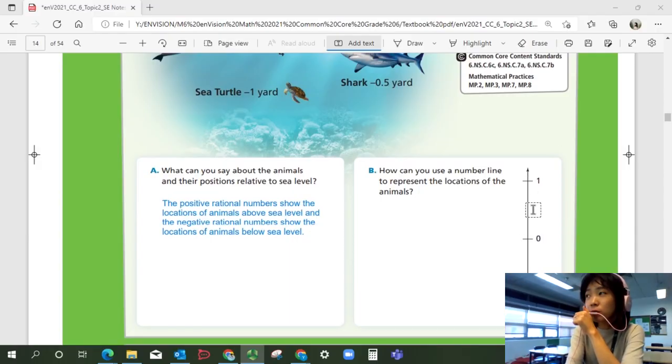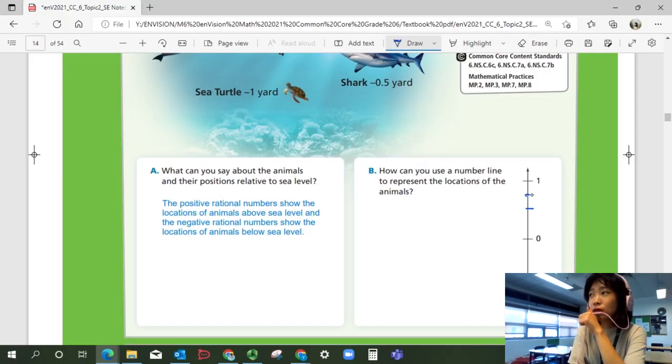We have a vertical number line here, and 0 represents the sea level. How can we represent their locations? We know that the seagull is 3/4 above the sea level. You're going to divide this 0 to 1 tick into 4. And then you can write the fraction. That's 1/4. 2/4 is 1/2, right? And then that's 3/4. So this is where the seagull is.